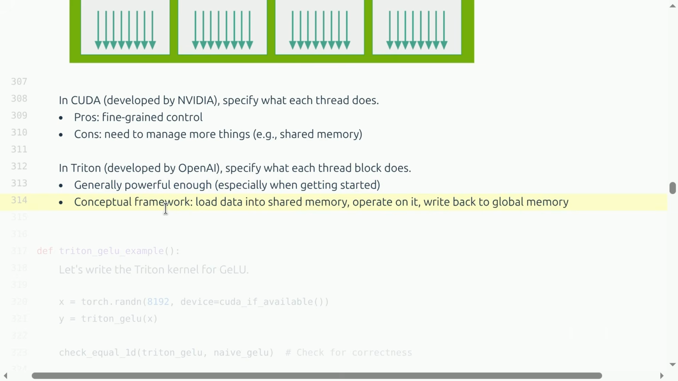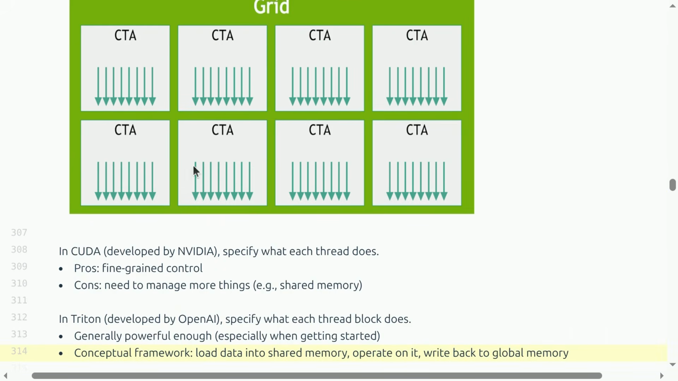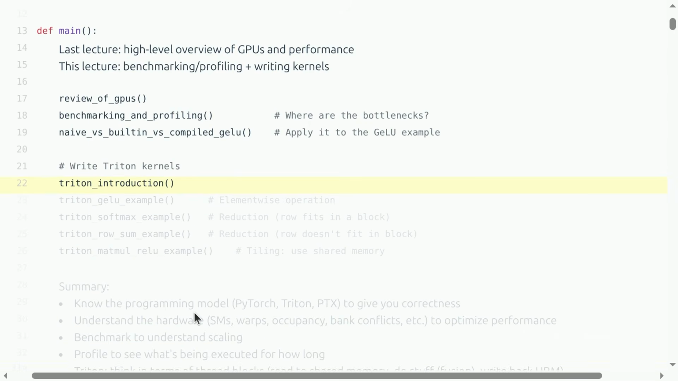The conceptual framework to think about in Triton is what does a block do. A block is going to load data into shared memory, operate on it, and write it back to global memory. So in some sense, these blocks are an intermediate point between thinking about what individual elements are doing and thinking about the general operation. In PyTorch, you define these huge matrices and say multiply them together, and that's the atomic operation. A lot of what you're thinking about is how do I get things into big matmuls. At some level, Triton is a hybrid between that and the individual elements, as we'll see.